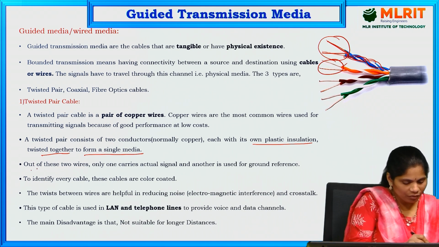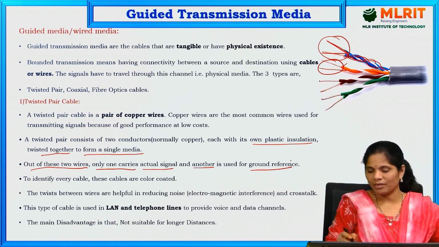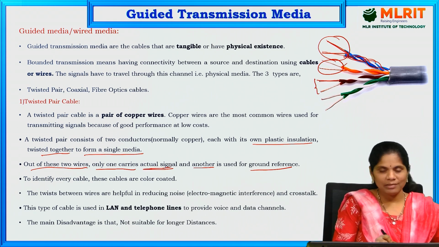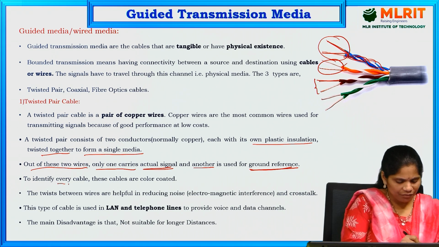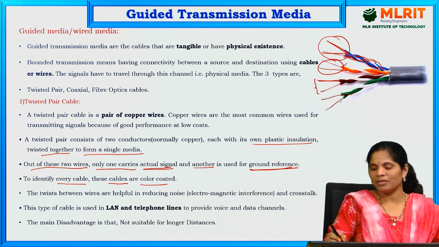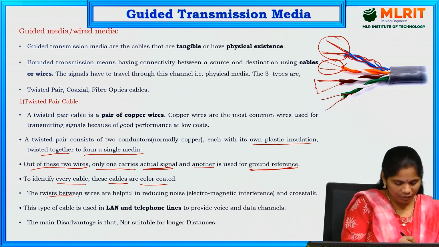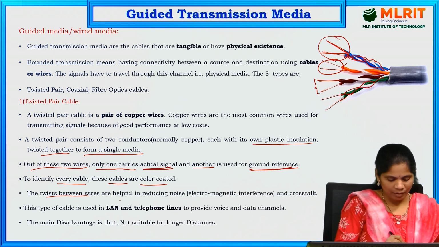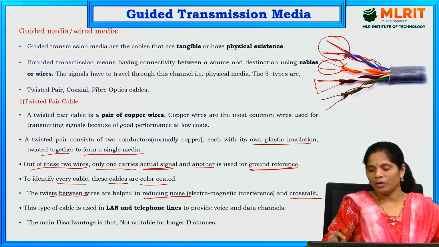At the same time, out of these two wires, only one carries the actual signal, and the other carries the ground reference. And to identify every cable, these cables are color coded. So each one has a different color. That is twisted pair cable. These twists between the wires are helpful. Why do we give this twist between these wires? It helps in reducing the noise and crosstalk also. That is the main use for that twisting.